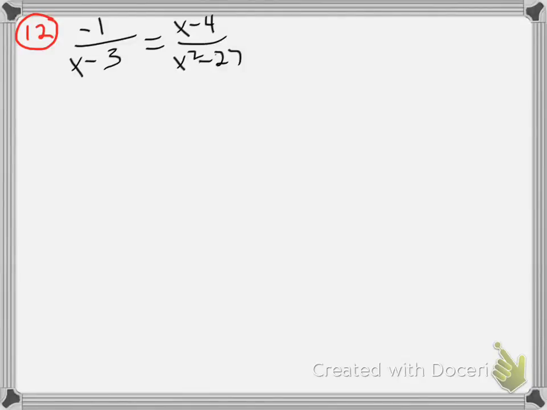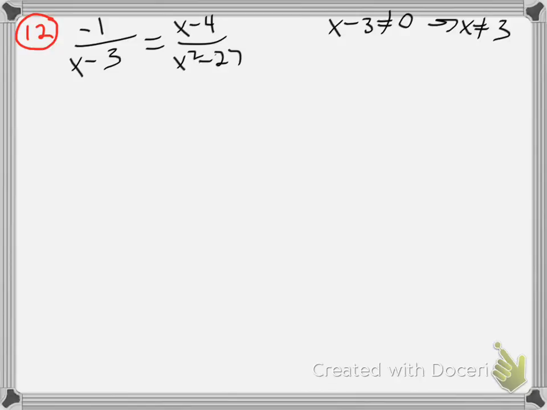Okay, so in questions 12 to 15 it says, solve each equation or inequality, check for extraneous solutions. Well, first of all, I want to check for solutions that don't work. So denominators cannot be 0. So x minus 3 does not equal 0. So x does not equal 3.